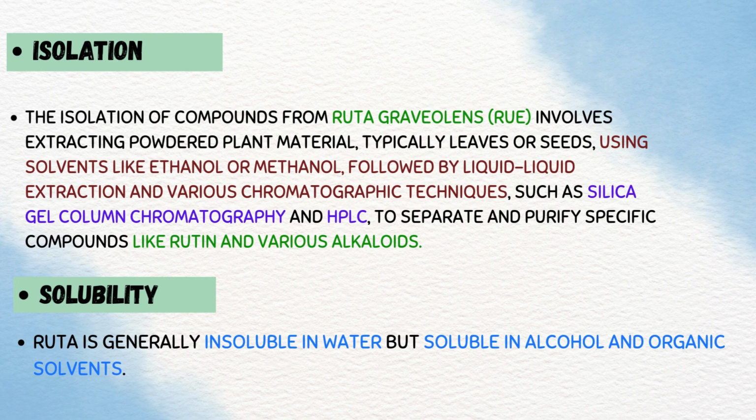The isolation of compounds from RUTA graveolens involves extracting powdered plant material, typically leaves or seeds, using solvents like ethanol or methanol, followed by liquid-liquid extraction and various chromatographic techniques such as silica gel column chromatography and HPLC to separate and purify specific compounds like rutin and various alkaloids. Now, the solubility of RUTA. RUTA is generally insoluble in water but soluble in alcohol and organic solvents.